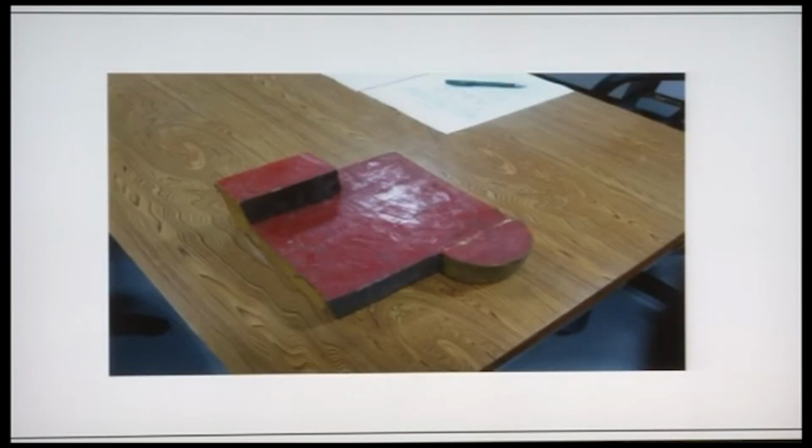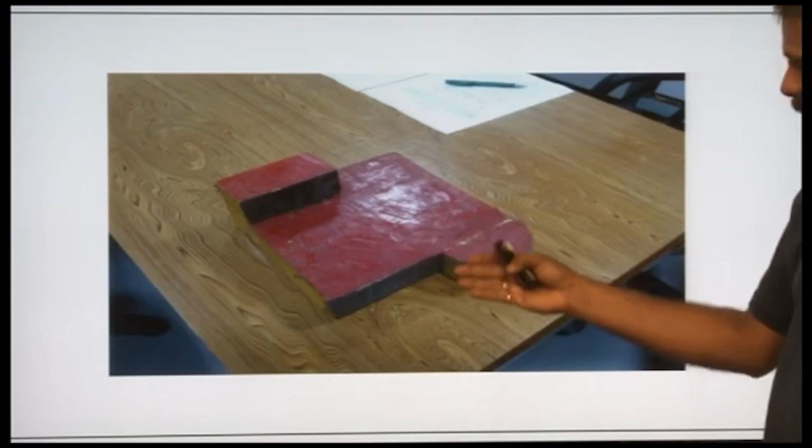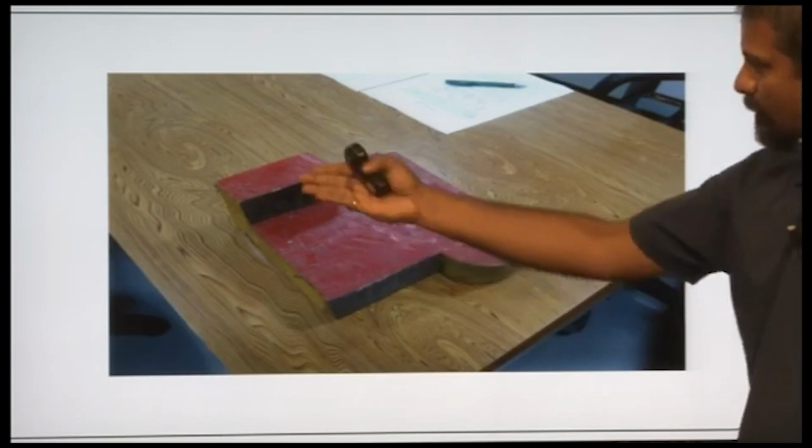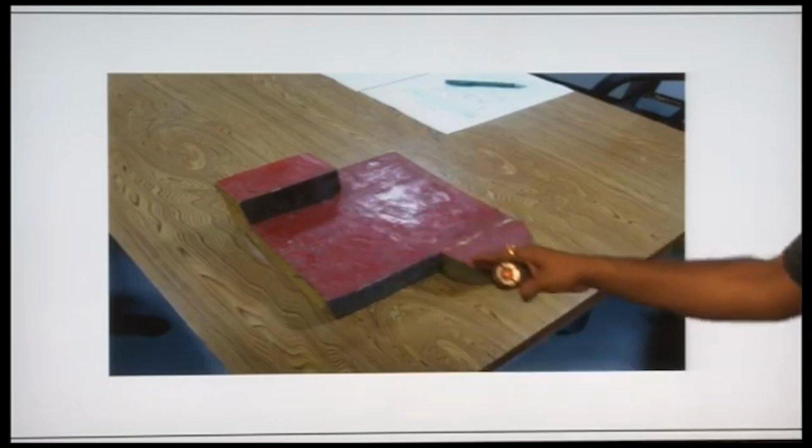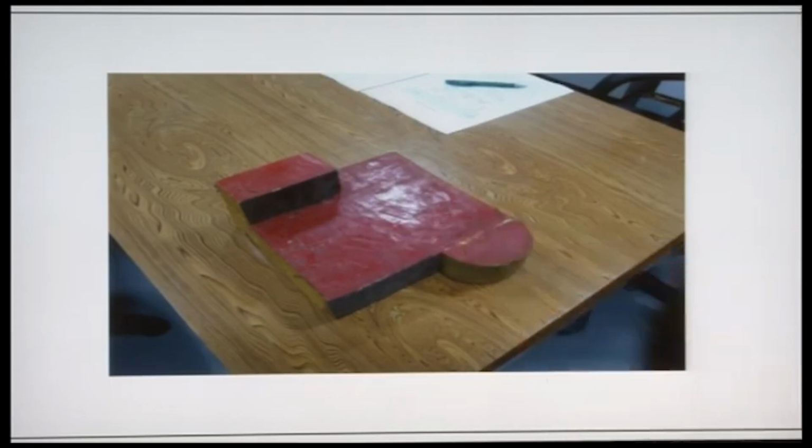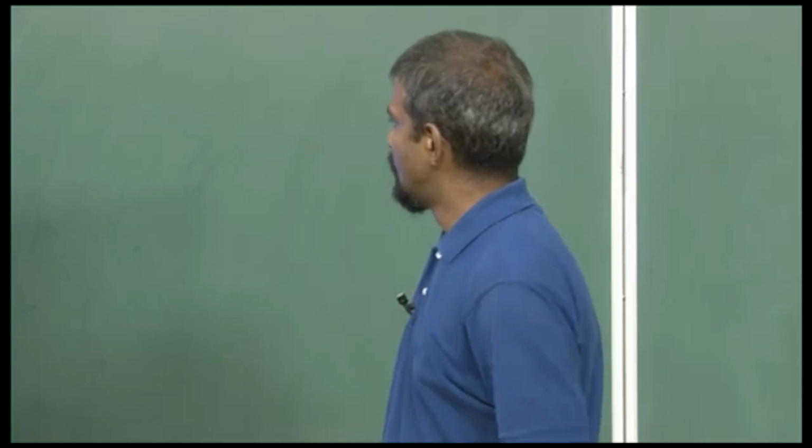The third example is a little more complex. This object is basically a flat plate over here, a rectangular block over there, and a semicircular block over here, all glued up together in that fashion. All right, so if I take a look at this object from this side, how does it look to you?